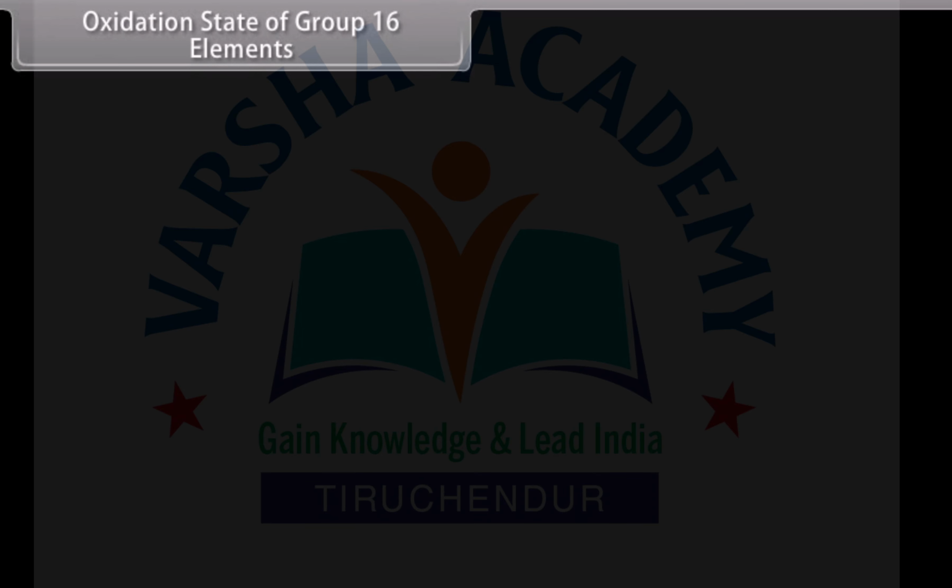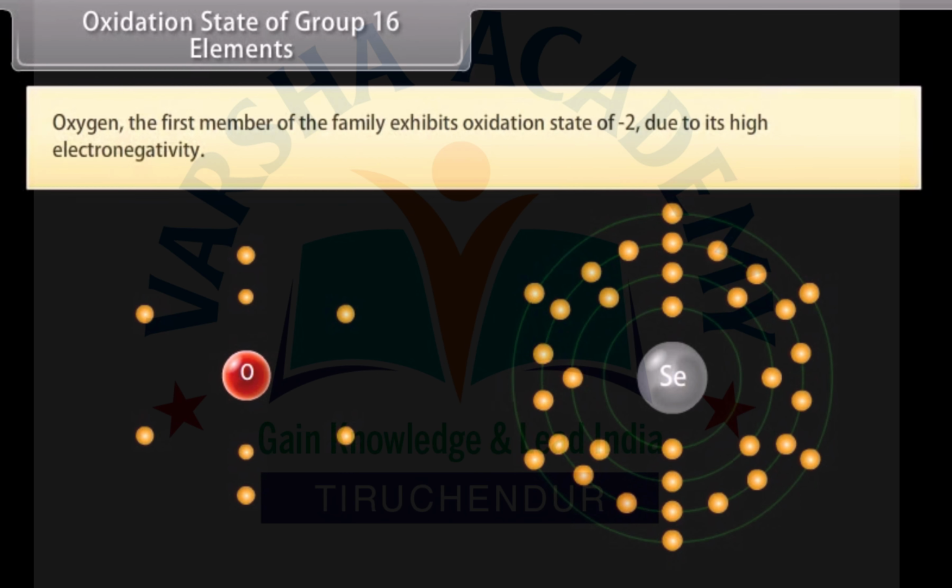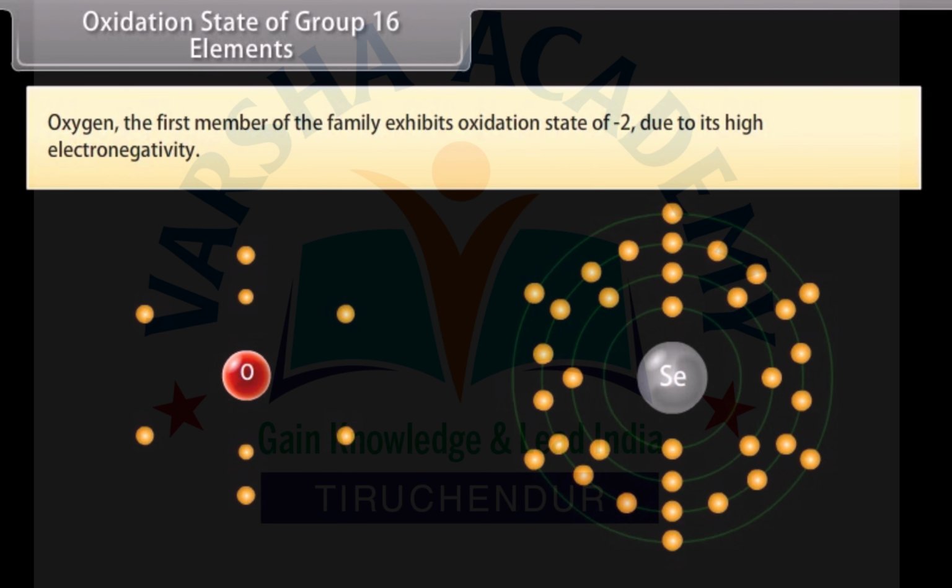Oxidation state of group 16 elements. Elements of group 16 have ns2np4 outer electronic configuration. They tend to acquire the nearest inert gas configuration by gaining or sharing two electrons. Oxygen, the first member of the family, exhibits an oxidation state of -2 due to its high electronegativity.